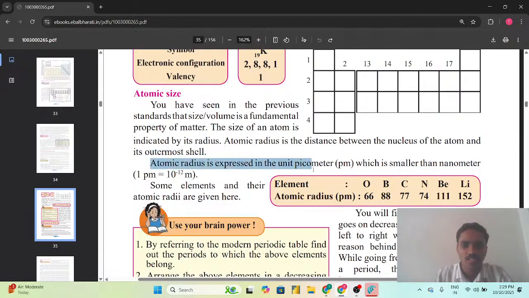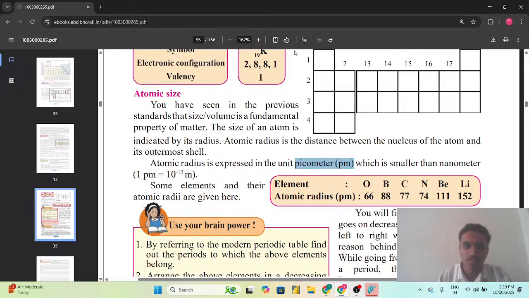Atomic radius is expressed in the unit picometer, which is smaller than the nanometer. One picometer is equal to 10 raised to minus 12 meter. So the atomic radius of each and every atom is calculated in the unit picometer.